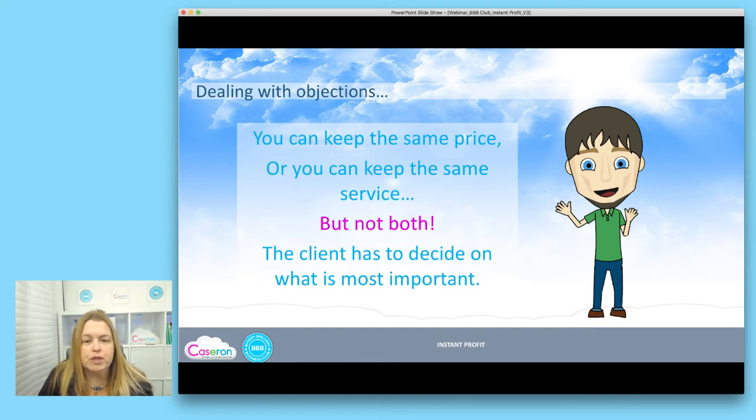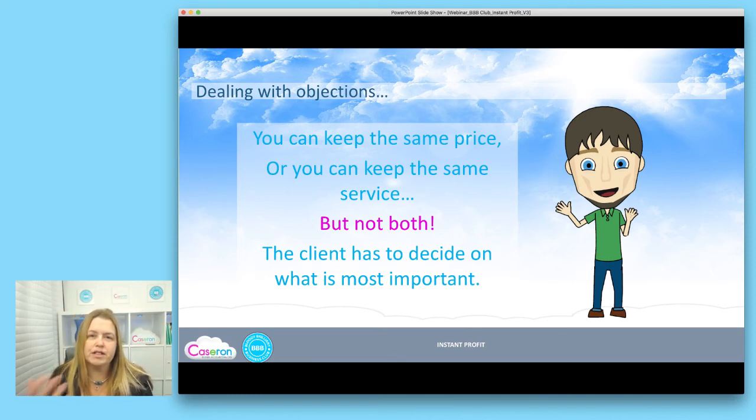So how to deal with objections? In the same way that we saw this with raising prices across the board, one of the things that your clients do need to get used to is that they can keep the same price or they can keep the same process, but they can't necessarily keep both.